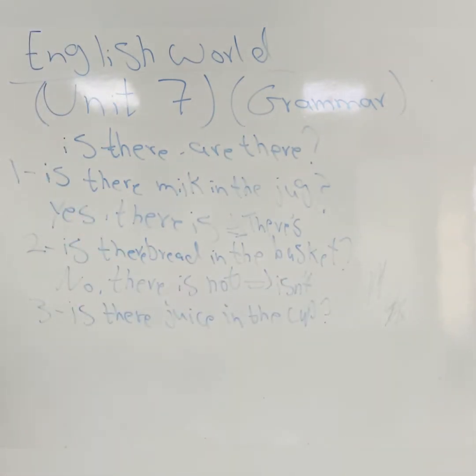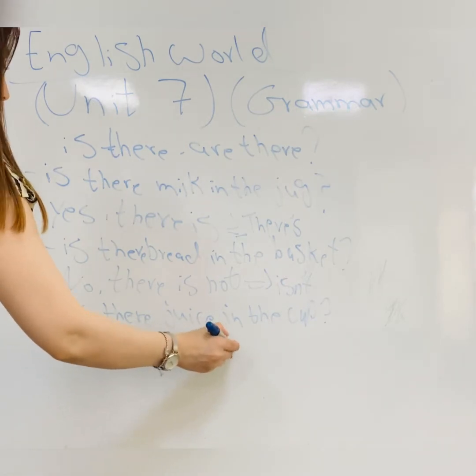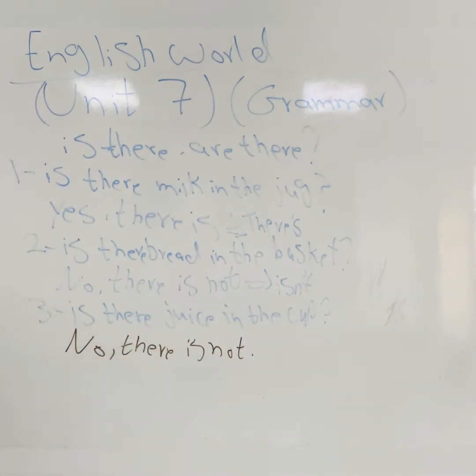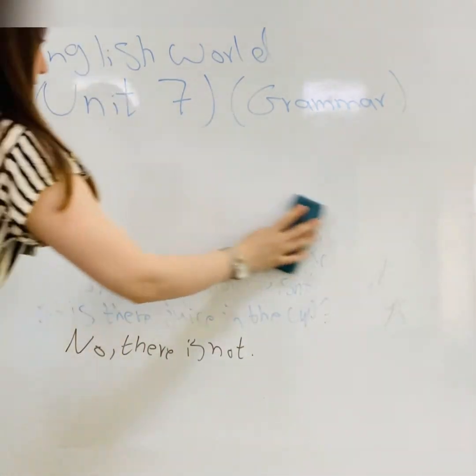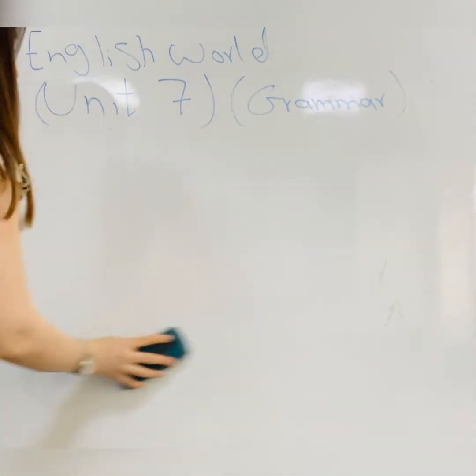Because it's only one cup and we can see there's no juice, so the answer will be no, there is not. Okay? No, there is not. Until now we talked about 3 examples. Let's go for the other examples and do it together. Let's see if we use there is or there are.